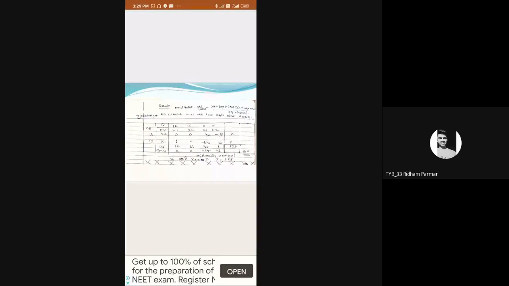So these are the conditions for maximizing the profit. It means the number x1 should be 8 and the number x2 should be 2. Then you will get the maximum profit of 128. These are the things related to the simplex method.